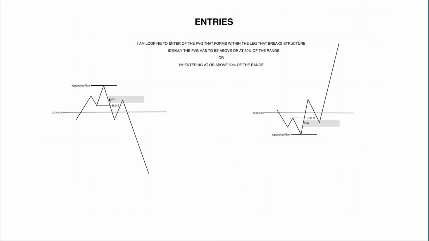So I want to see that fair value gap be above 50% or at 50%, or if it's the only fair value gap that's formed within this price leg, I'll be looking to trade that fair value gap regardless if it's below 50% or not.